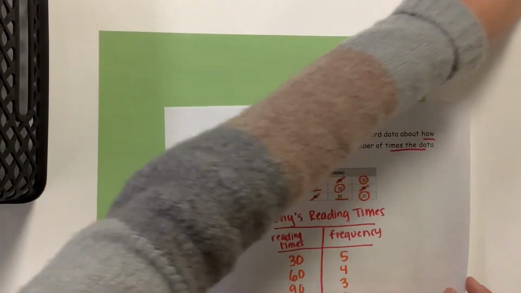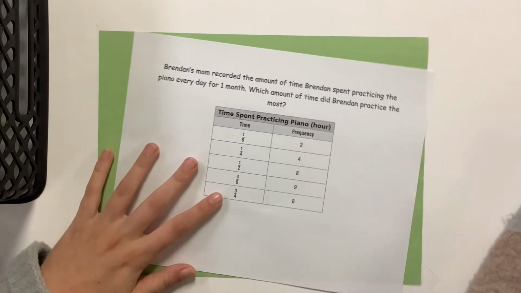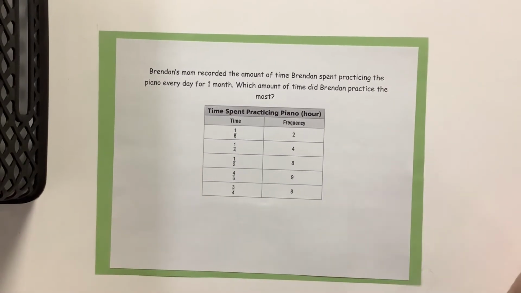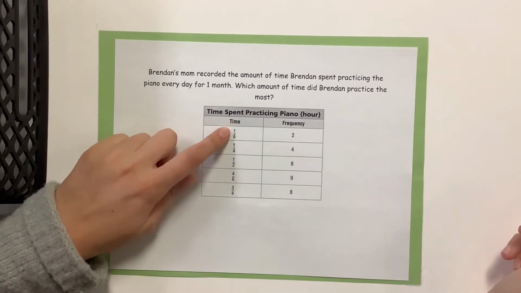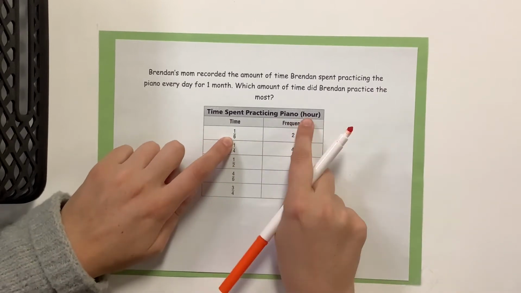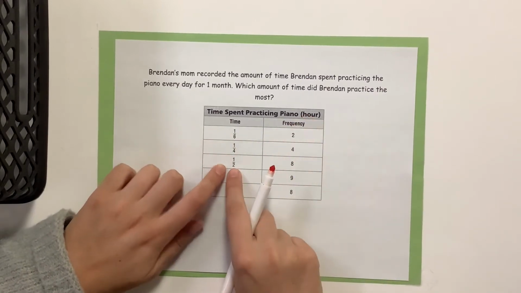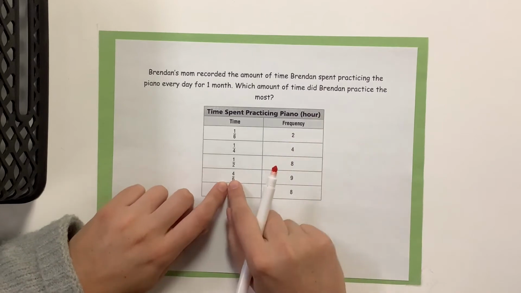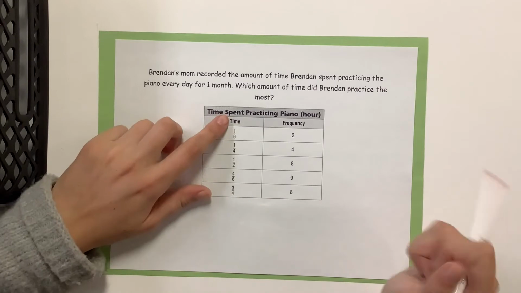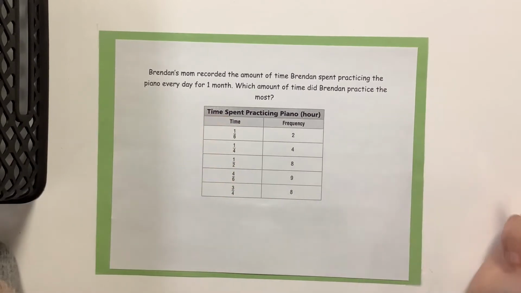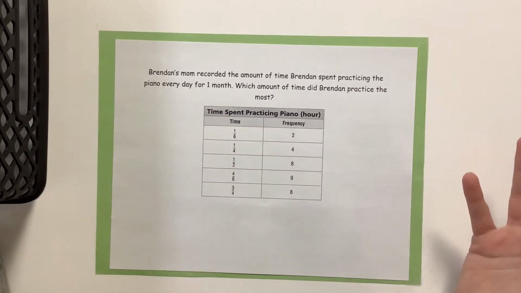Now I'm going to show you another frequency table that's already made. Brendan's mom recorded the amount of time Brendan spent practicing the piano every day for 1 month. Which amount of time did Brendan practice the most? So here's the time he practiced out of an hour. So 1/6 of an hour, 1/4 of an hour, 1/2 of an hour, 4/6 of an hour, 3/4 of an hour. So out of all these times that he spent practicing each day, which one did he practice the most?